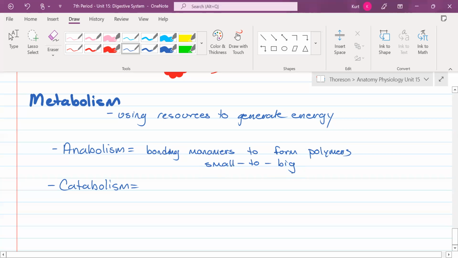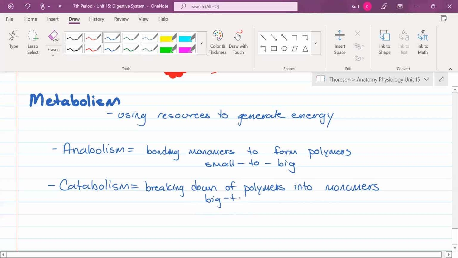So catabolism is going to be the opposite. The breaking down of polymers into monomers. This is going to be from big to small. Which of these two forms of metabolism is your digestive system responsible for? Catabolism or anabolism? Catabolism is exactly right. Catabolism is what your digestive system does.